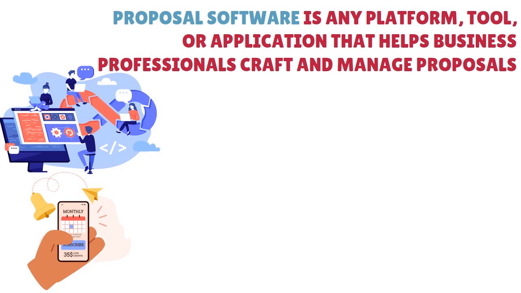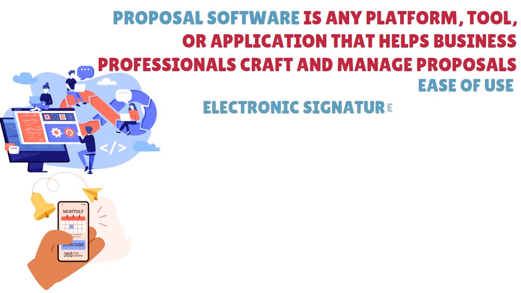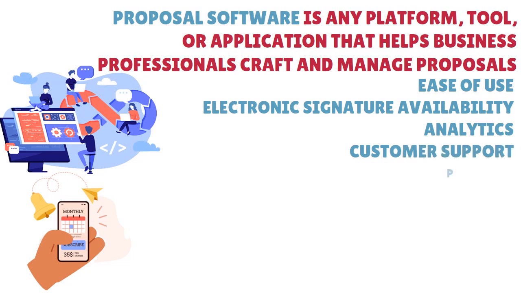And that's really good. And so there are certain factors to consider when choosing proposal software tools, right? You want to look at the ease of use. You want to look at electronic signature availability. You want to think about analytics. You want to have customer support. And you also want to pay attention to affordability. In other words, pricing. Let me break it down for you.